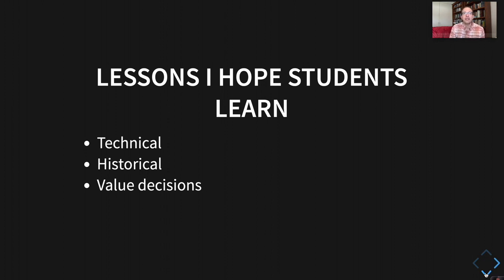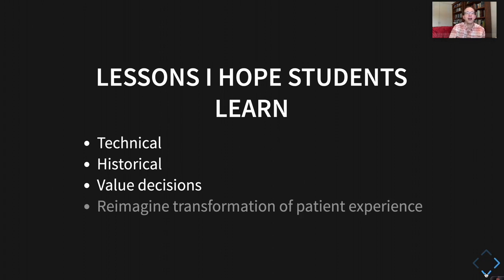Get a sense of the value decisions, and what guides a patient or a provider or a family member to make particular decisions. And more than anything else, give them the opportunity to reimagine what the patient experience might be and use their skills and the technologies at hand to transform that experience into hopefully a more positive, humane experience.